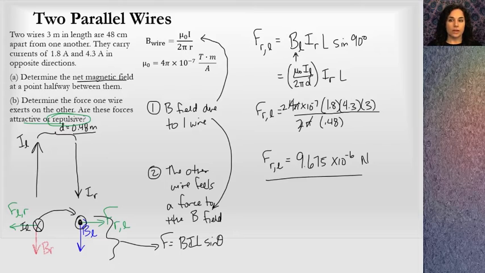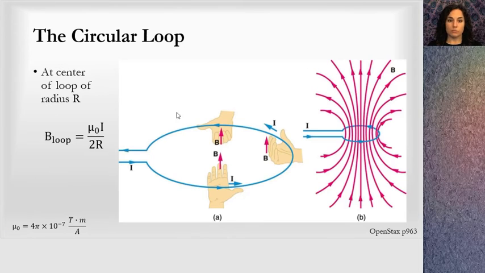The next geometry was just a plain circular loop. What we're going to do is look at the magnetic field directly in the center of this loop. And so this is the radius r here, and that is the r in this equation at the center of the loop. This equation does not count for any other point other than directly center in that loop.